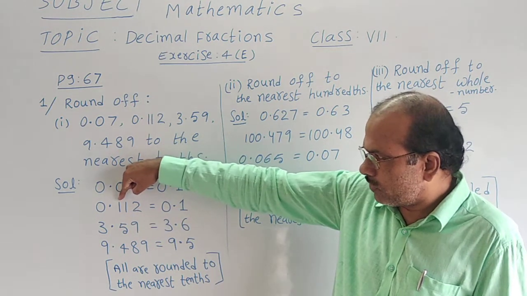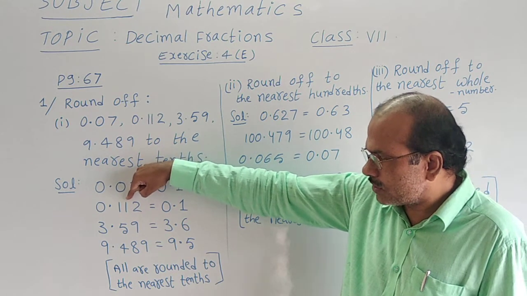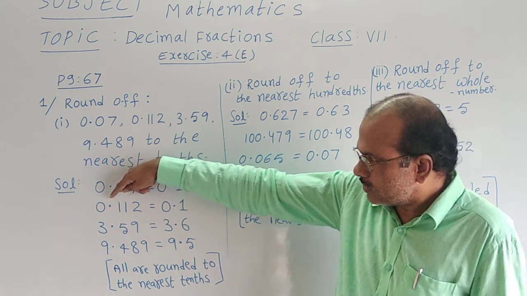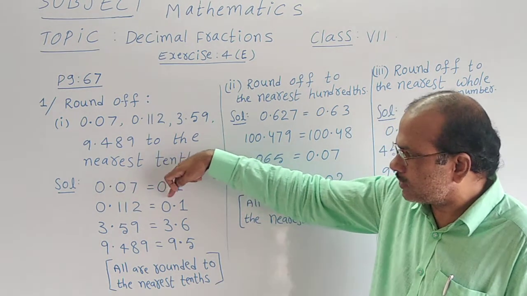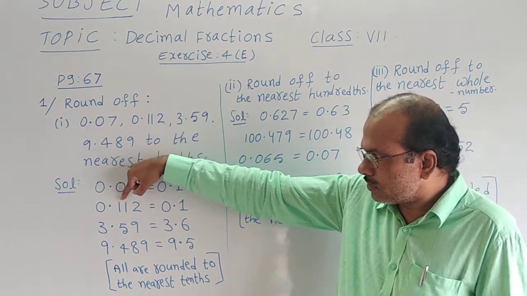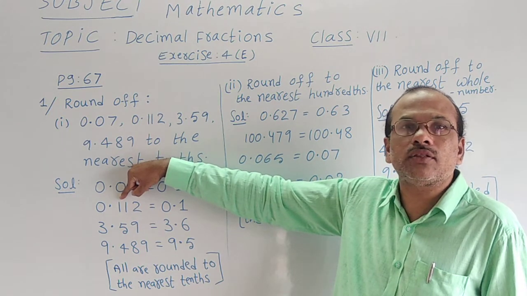Only up to here we want, then this digit I have to check. 0.1, I have written 0 point. This digit 1 we have in the tenths place.